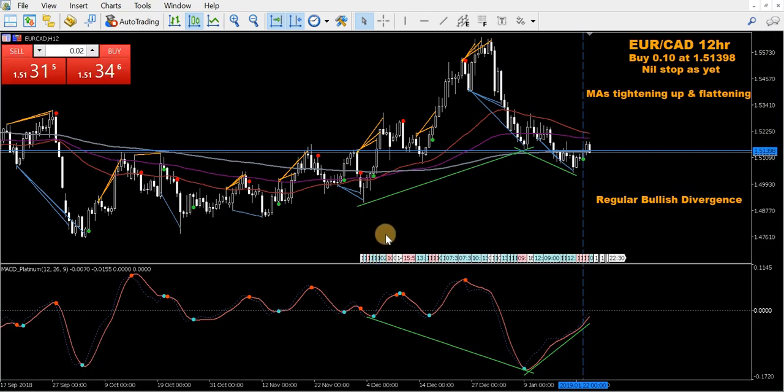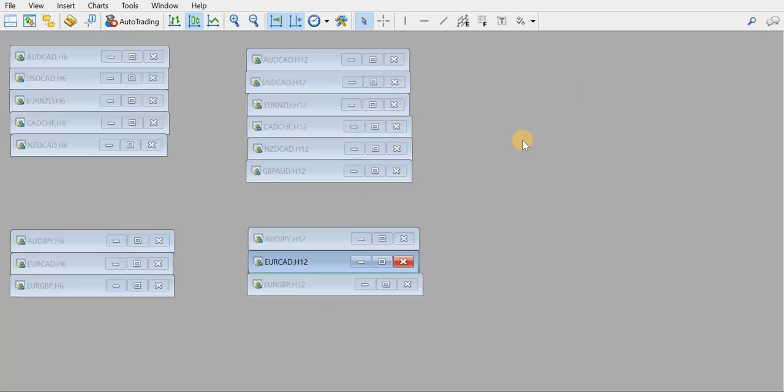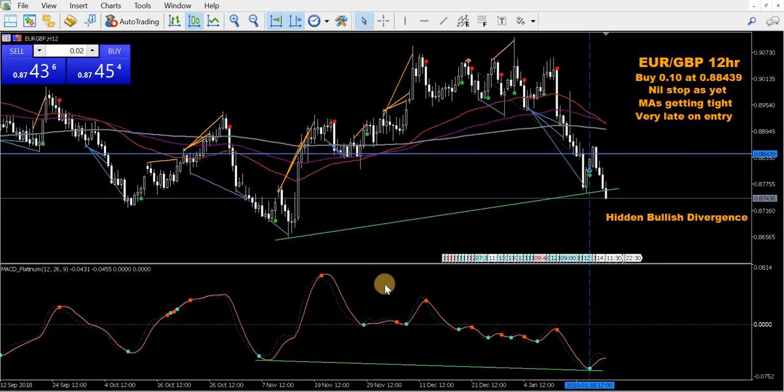Euro CAD on the 12-hour. Thought it was doing pretty well. Took a buy. Went up, starting to head up nicely, and bang, down she comes today. So one of those things. Yeah, you can read my notes. And here, probably the finish with a bang.